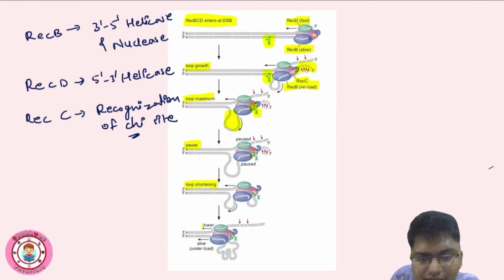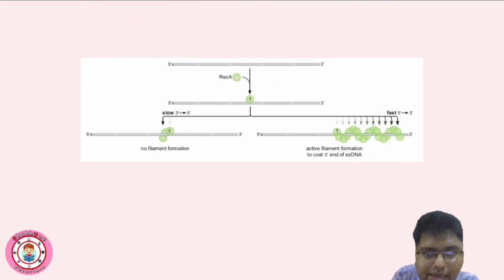We can see here, now this is also slower and this is also slow. At the end, we can see the chi site, and there is a loop formation. Right? So we want to remember this function basically. RecBCD is a helicase nuclease. RecD moves fast, RecB slow, and RecC will recognize the chi site. Then the next protein will come, RecA.